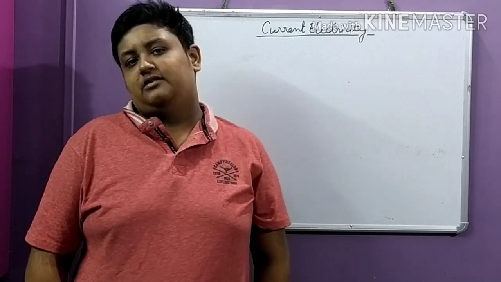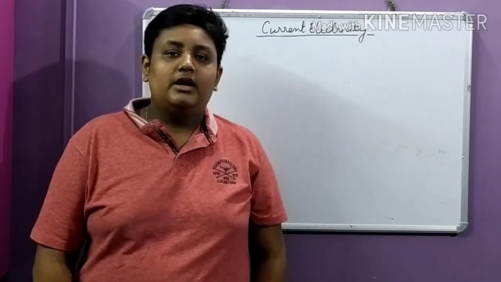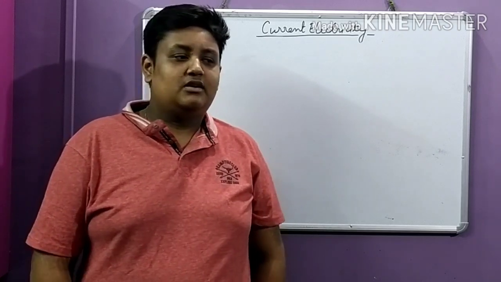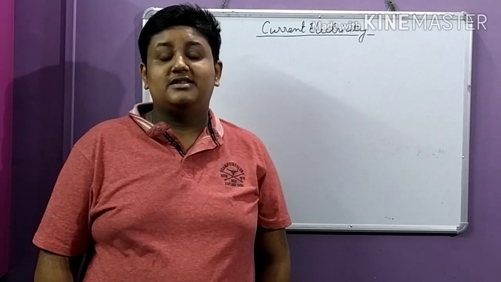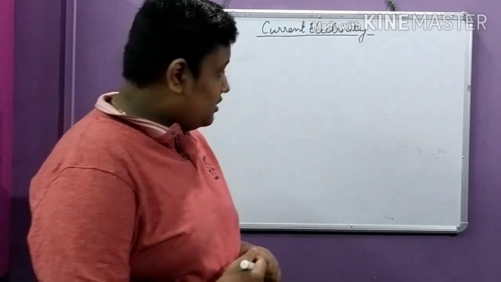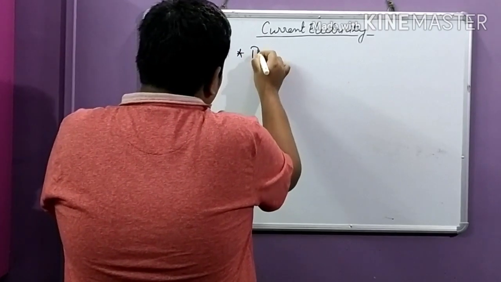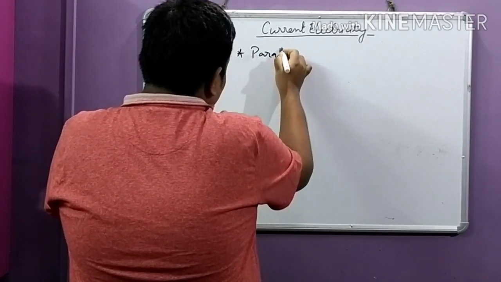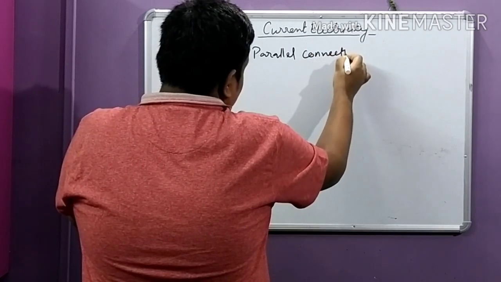So we are discussing resistance of a system of resistors. In our previous class we have discussed the series connection, or resistors in series. So today we will discuss the second connection, that is parallel connection. What connection? Parallel connection.